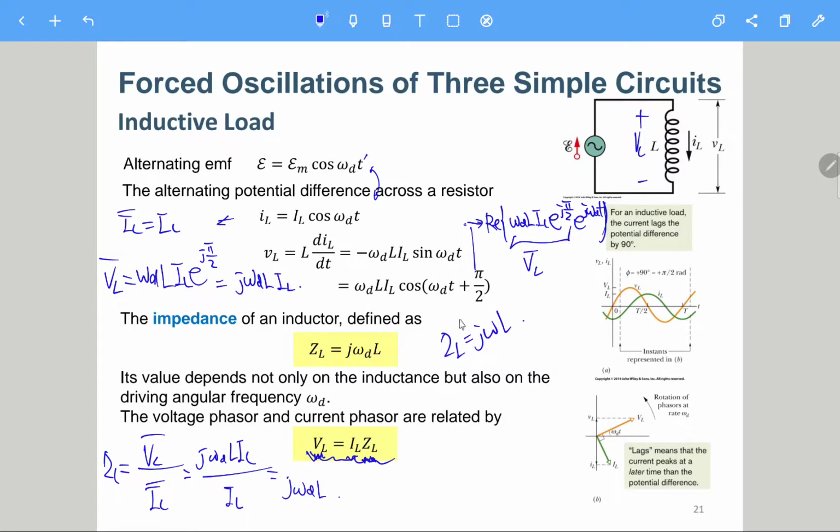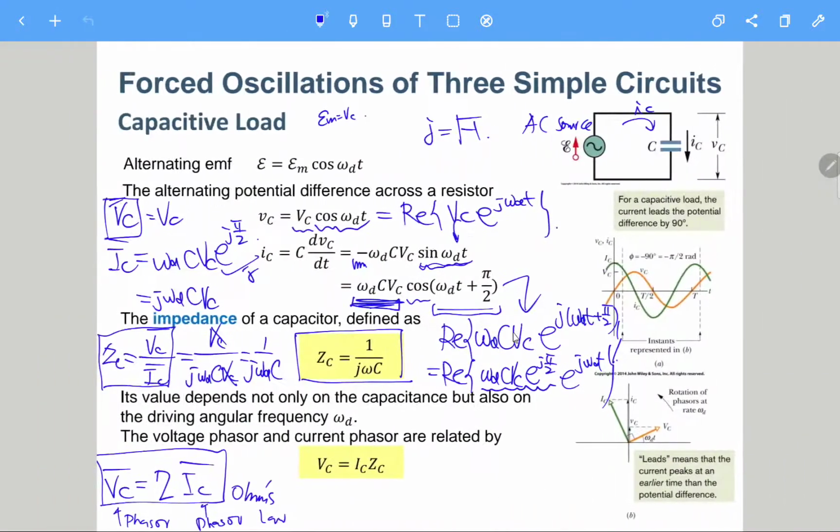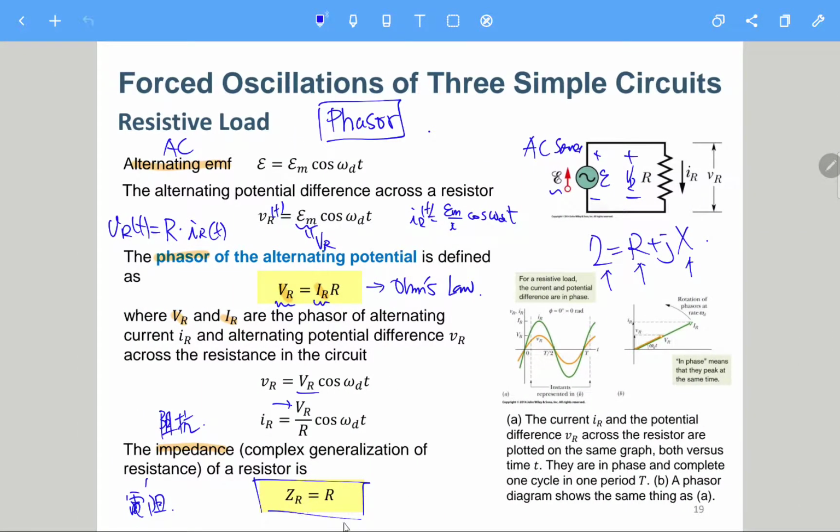So we will have Z_L equals j omega L, and then Z_C equals 1 over j omega C, and then the resistance is the simplest case, Z_R is R.